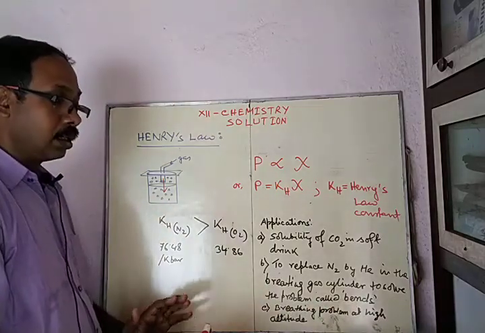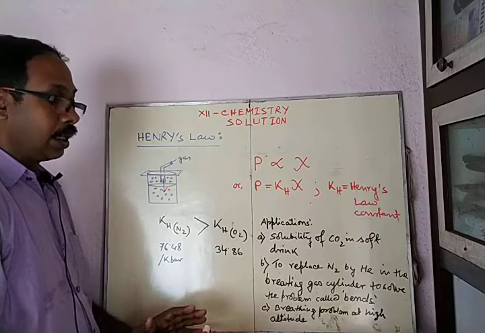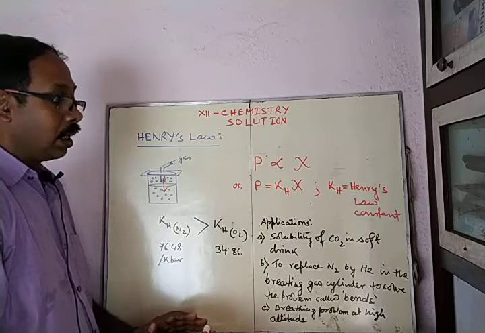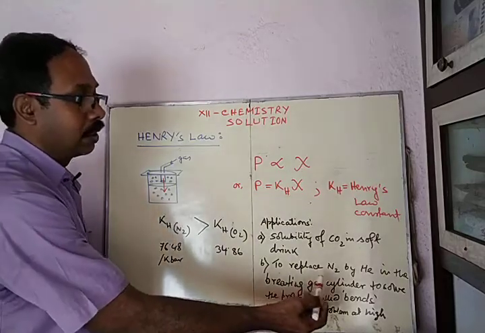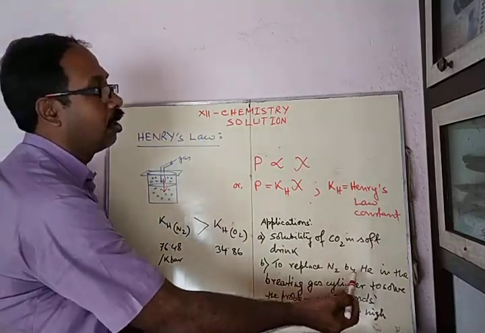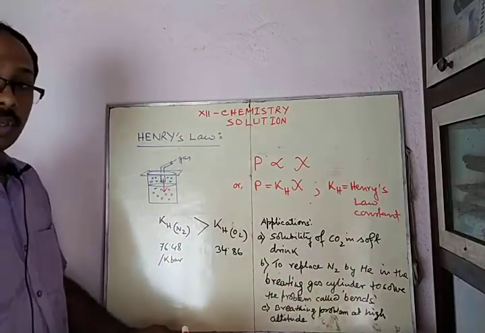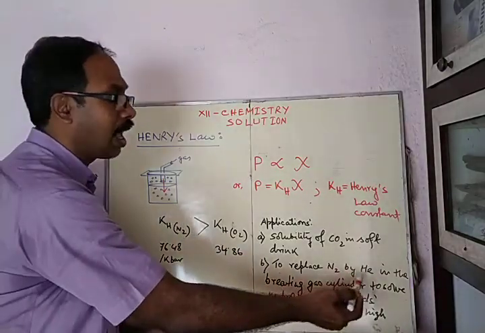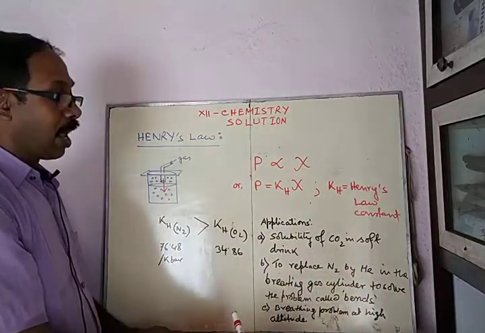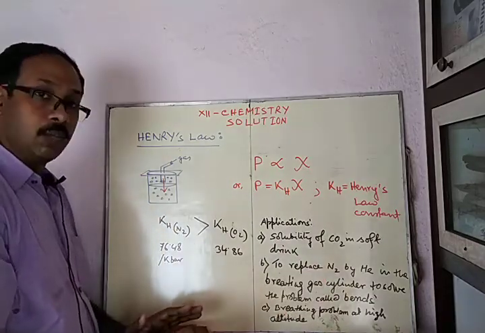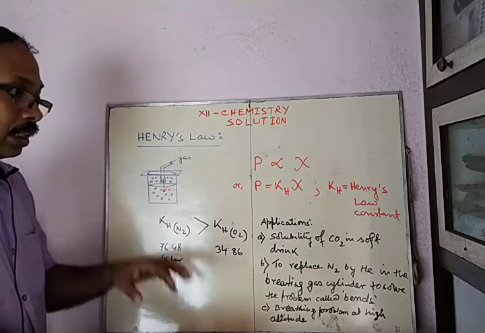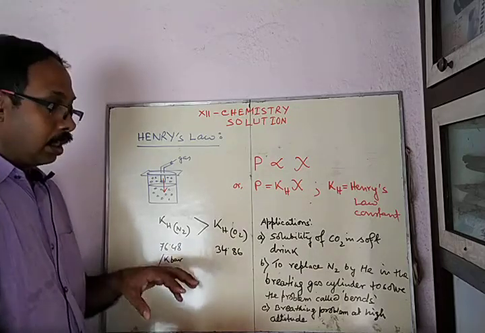What is that? Deep sea divers carry the oxygen cylinder in which an air mixture is there actually. So in that cylinder nitrogen is replaced with helium. Why? Because helium has a higher Kh value than nitrogen. Therefore helium is less soluble in the blood when the diver is going in the sea.